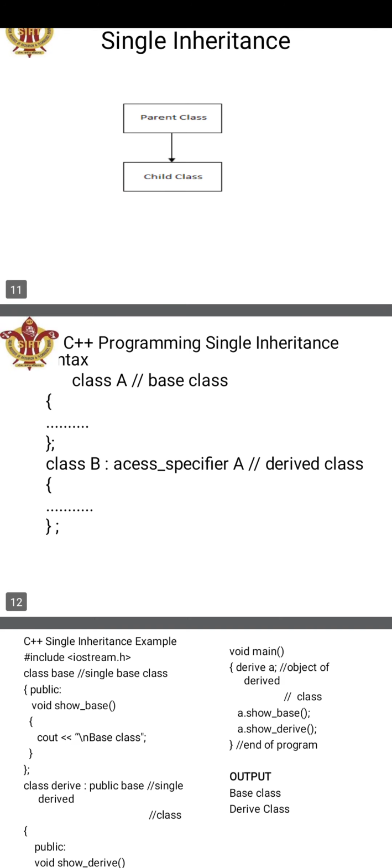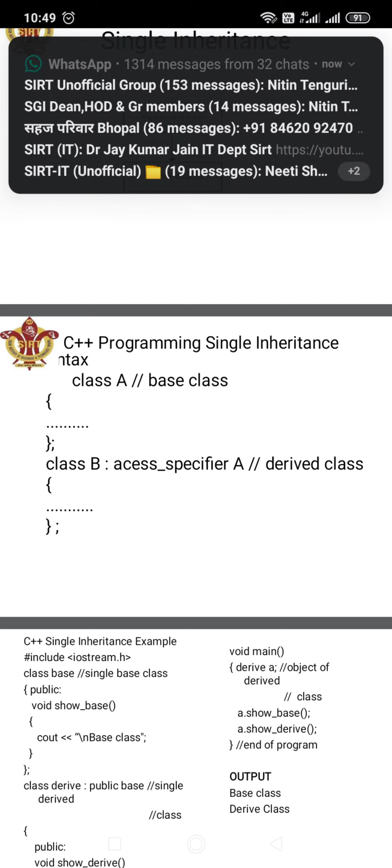Now we want to inherit this base class into our child class. So let us consider class B is our child class. The syntax for that will be class B, colon, and then access specifier. It can be publicly inherited, privately inherited, or protectedly inherited. So after the colon we write the access specifier, that is either public, private, or protected, then a space, and then the base class name. Here our base class is class A.